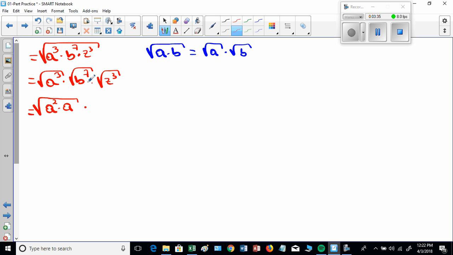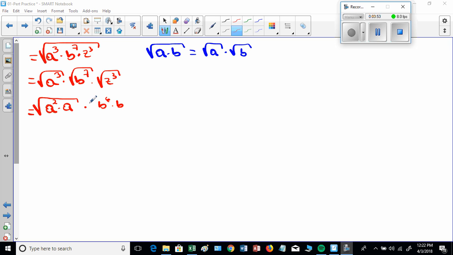We're going to do exactly the same thing with the b to the 7. 7 is not divisible by 2, so we find a number that is lower than 7 but still divisible by 2, the closest one we can. So it's 6. We're going to do b to the 6th power times b to the first power.